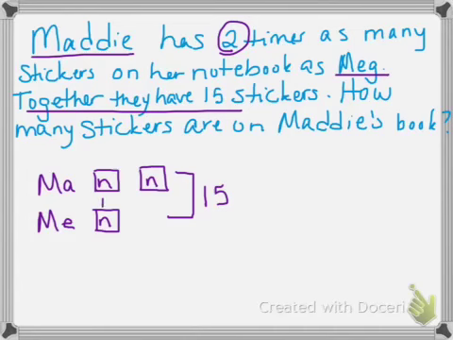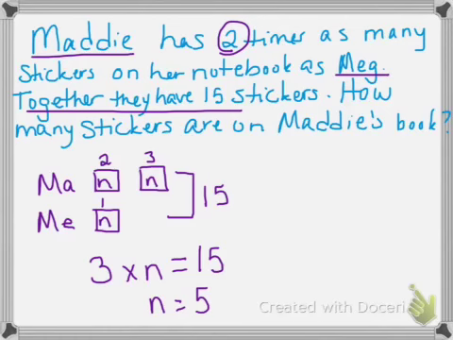So I'm going to count up how many boxes there are, and I see there's 3 boxes of some amount that I don't know. And when I put both of those together, they're going to equal 15. So then I'm going to ask myself, what times 3 equals 15? Well, I could sit here and look at it and say, 3 times 1 is 3, 3 times 2 is 6, 3 times 3 is 9, 3 times 4 is 12, and 3 times 5 is 15. So 3 times 5, so N equals 5.